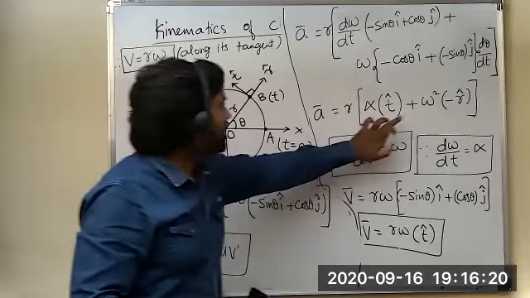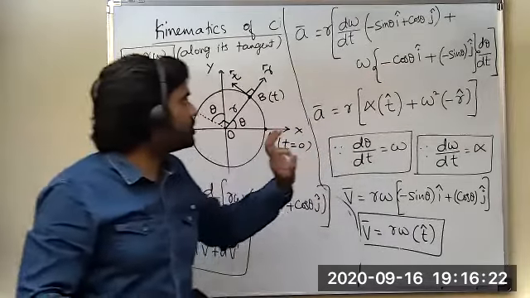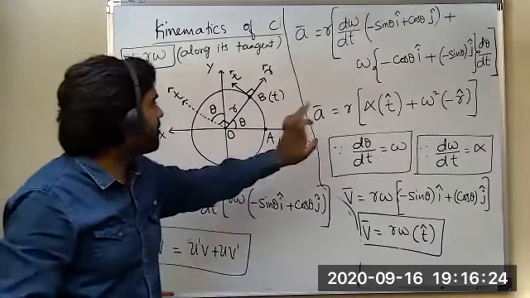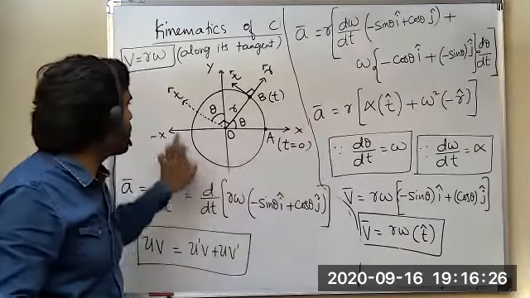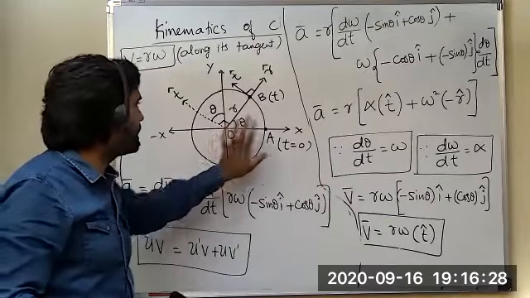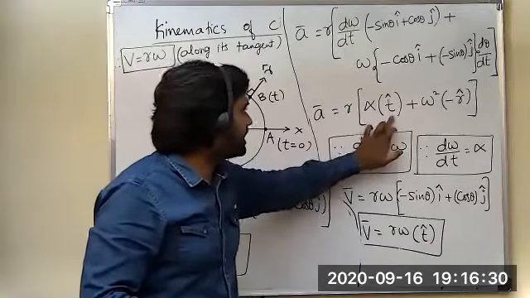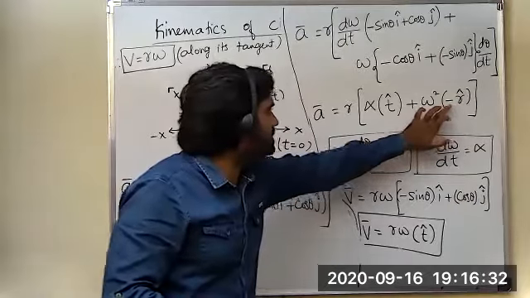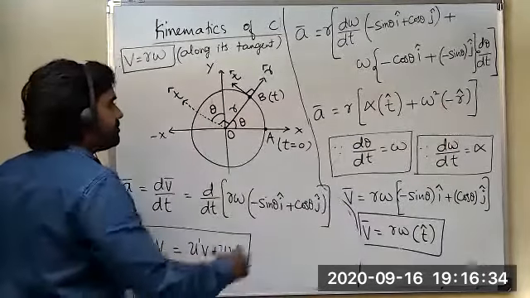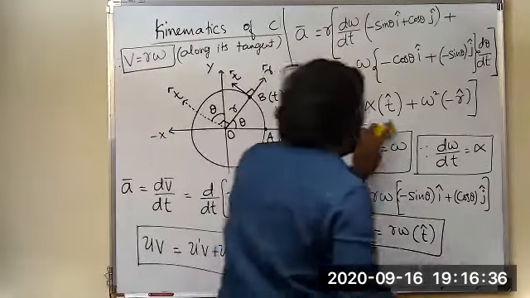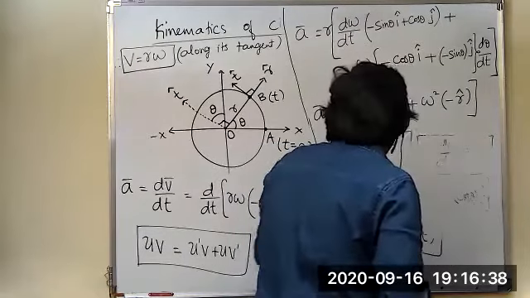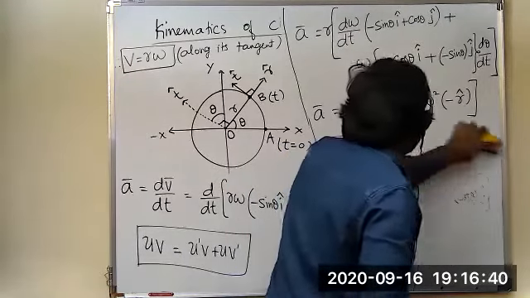Then after substituting those unit vector values, we finally get the acceleration of a body moving on a circle in the coordinate system as r alpha t cap plus omega square minus r cap. Okay, I'm rubbing these two lines so that I can give you the simplified formula for acceleration.